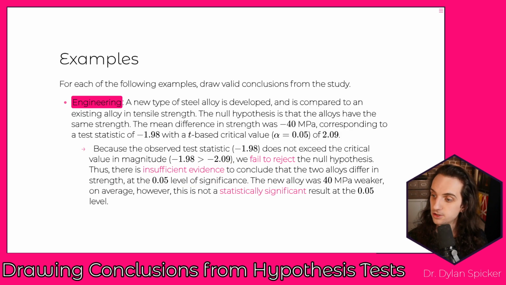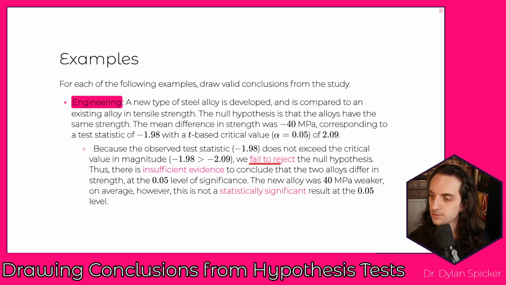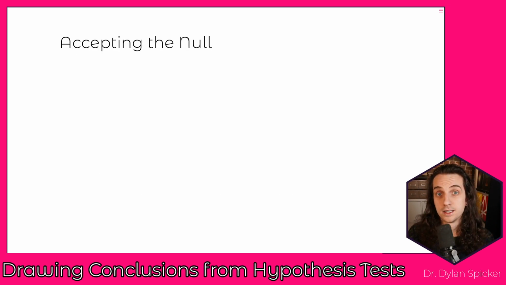And we can state that the new alloy was 40 megapascals weaker on average. However, this is not a statistically significant result at the 0.05 level of significance, right? And so here we're noting that we failed to reject, and what that actually means, that the two alloys do not differ in strength, right? We include the information, the negative 1.98 and our 40, and we're also noting that this is all at the 5% level of significance, right? So we have all of the information there. We could then use that conclusion to make whatever decisions we need based on this scenario, okay? With these conclusions, we are either rejecting or failing to reject the null.